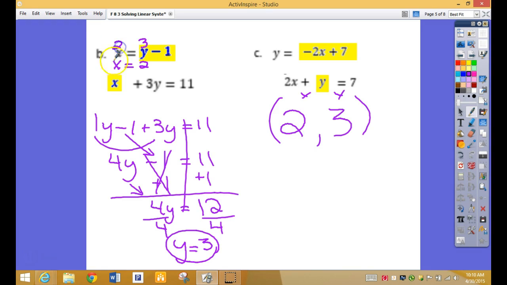So if I put a 2 in here, does 2 equal 3 minus 1? Yep. What if I put a 2 in here and a 3 here? What is 3 times 3? Is 2 plus 9, 11? Yay, we're brilliant. So our answer is correct.